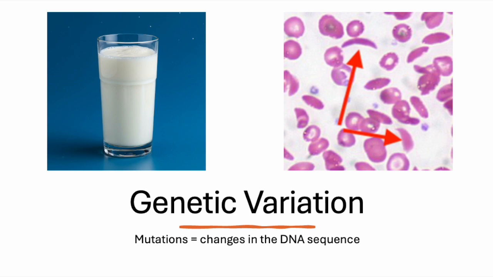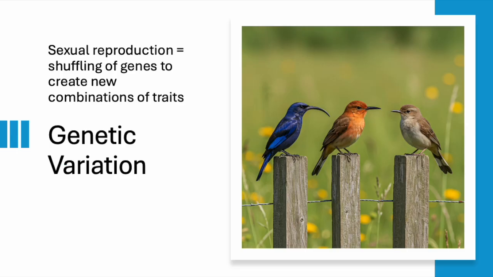Another way that genetic variation can come about is through sexual reproduction. When two individuals reproduce, their offspring inherit genes from both parents. This shuffling of genes can create new combinations of traits.